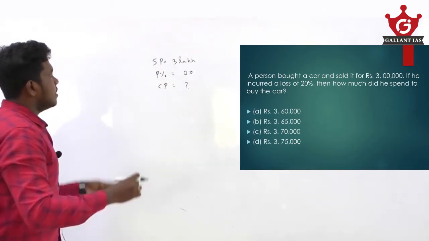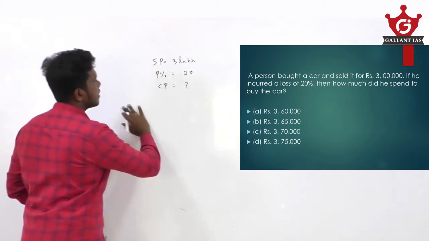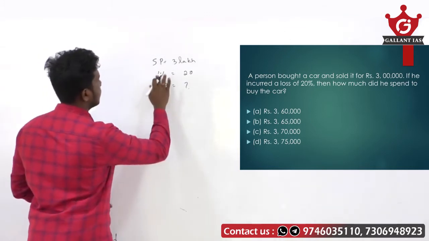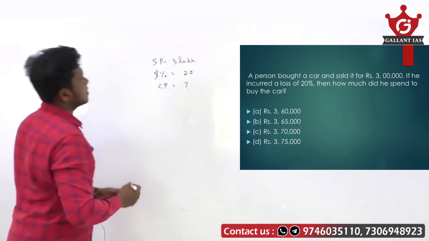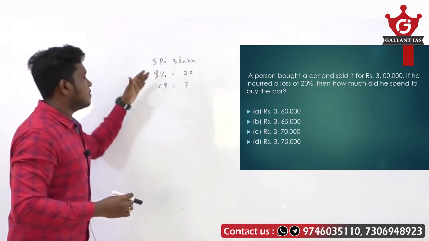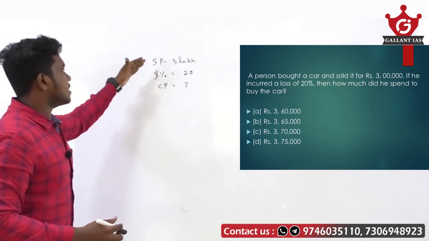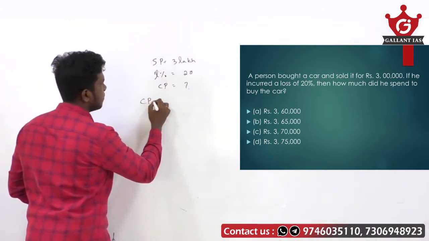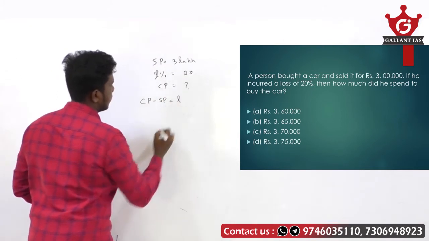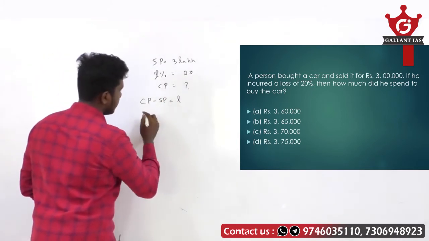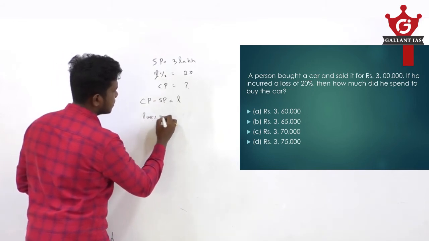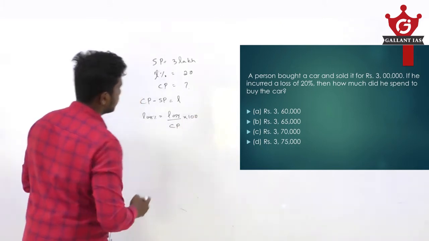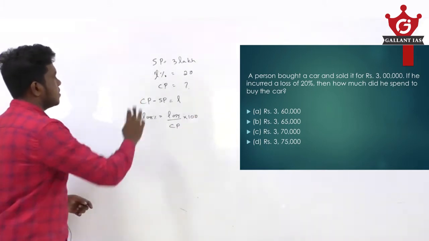First of all, we need to know the relation between cost price and selling price. Sorry, loss percentage, not profit, loss percentage. So we first need to check the relationship between selling price, cost price, and loss. Loss is nothing but cost price minus selling price. And loss percentage is nothing but loss by cost price into 100. We need to find the cost price here.